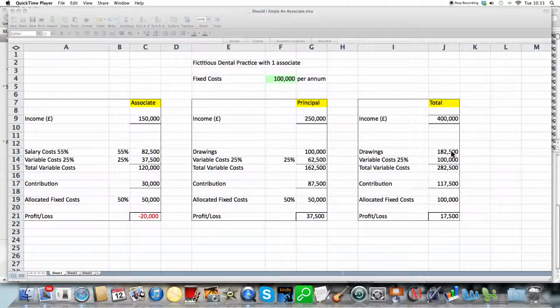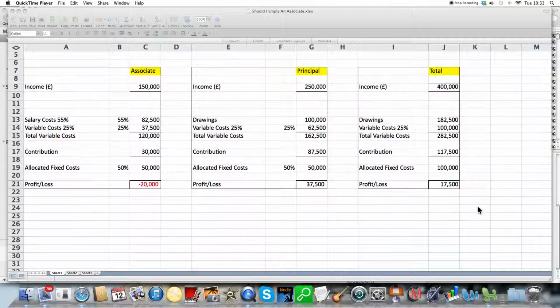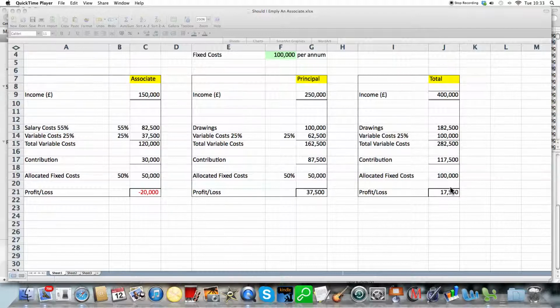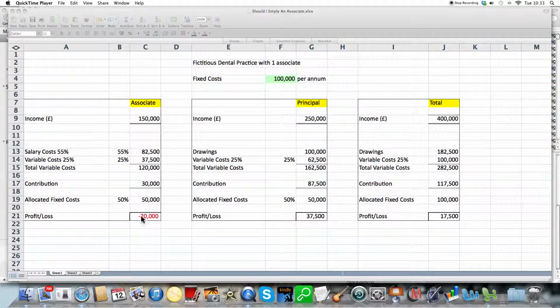And over here we have the totals. So ultimately you've got yourself a profit of 17,500, happy days. Now, in this instance, we've looked at this guy, he's costing you £20,000, so you're going to get rid of him, or her. Watch what happens when I take this away.